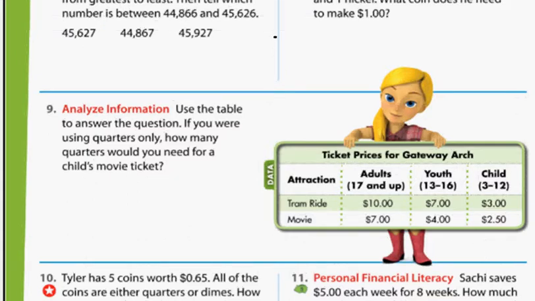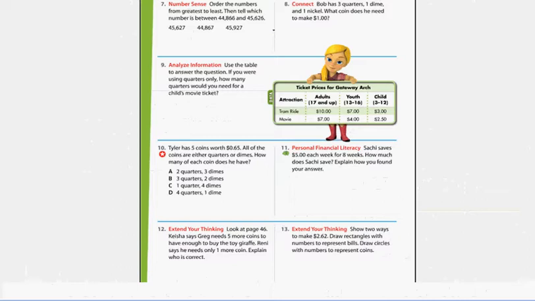And it doesn't. Let me make it smaller. Okay. Number sense. We're going to do 7 together.